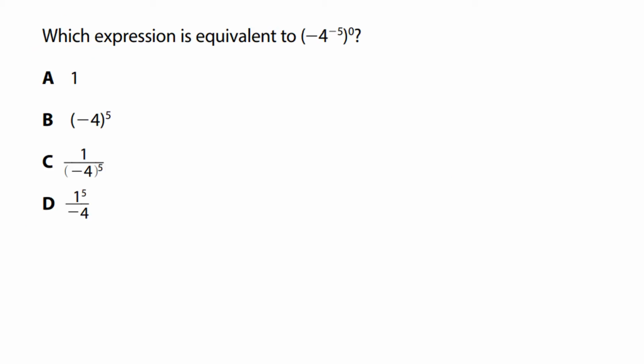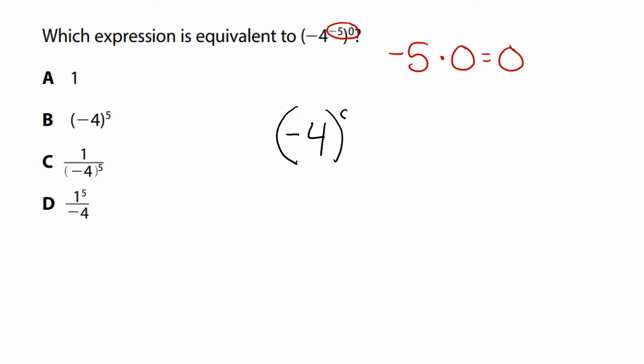For this problem, it says which expression is equivalent to negative 4 raised to the negative 5th power, raised to the 0 power. When we're raising to a power, we start by multiplying the exponents, so negative 5 times 0 would give us 0. So our new problem is negative 4 to the 0 power, and we know that anything to the 0 power is equal to 1. Letter A is our correct answer.